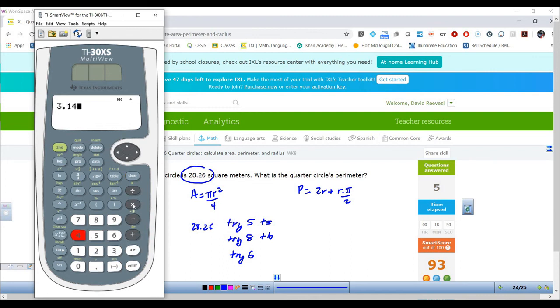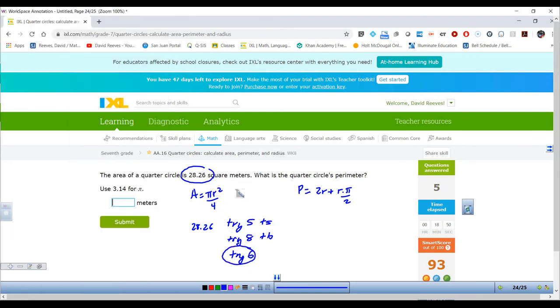3.14, right, times 6 squared. And then I'm going to take that answer and I'm going to divide it by 4 because I have a fourth of a circle. And when I do that, I get 28.26. So what did I just find? I just found that the radius was 6. So when the area is 28.26, the radius is 6.